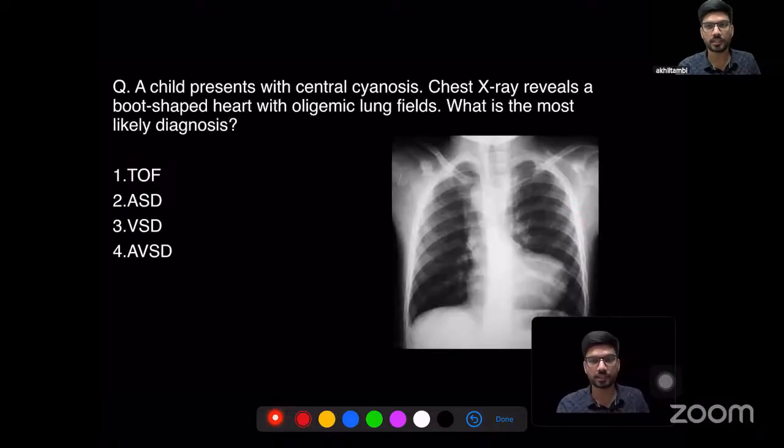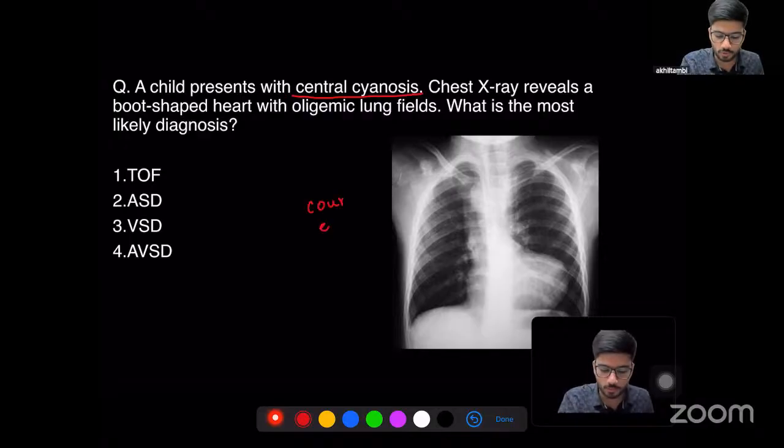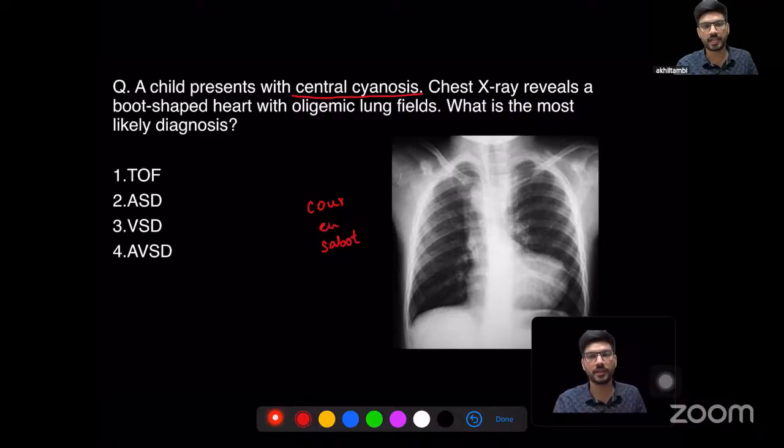Then the next question, this is a very classical question. Okay, the child presented with central cyanosis and the chest X-ray is revealing the boot-shaped heart, also known as coeur en sabot. So boot-shaped heart, coeur en sabot. This is a very classical question. This is what is seen in TOF.